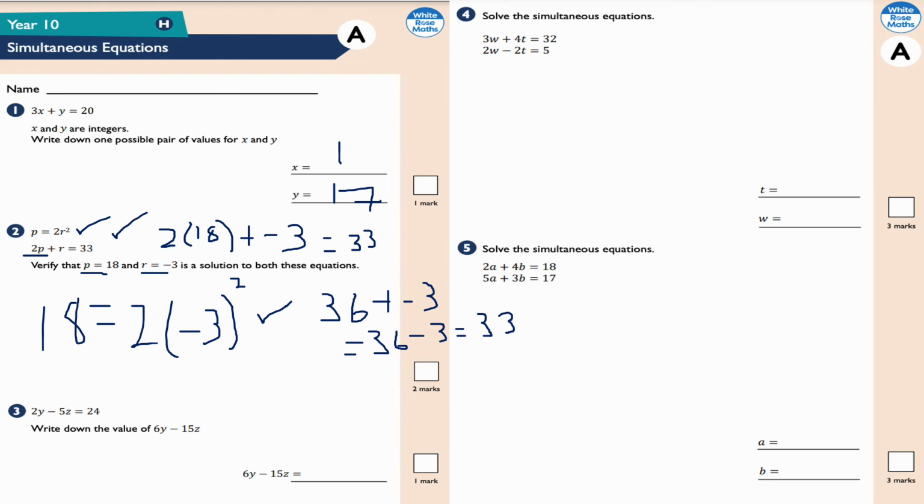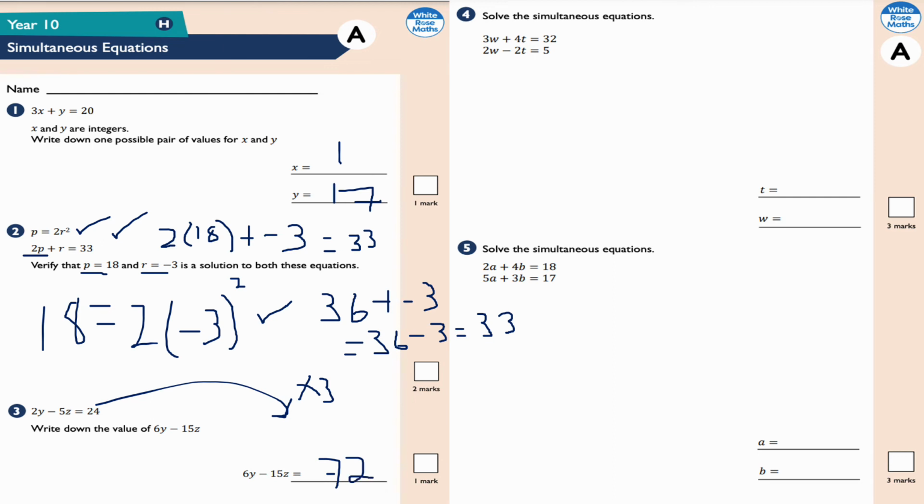This is question number 3, guys. 2y minus 5z equals 24. Write down the value of 6y minus 15z. Well, that one's been tripled. I'm going to triple this, times this by 3. 24 times 3 is 72.